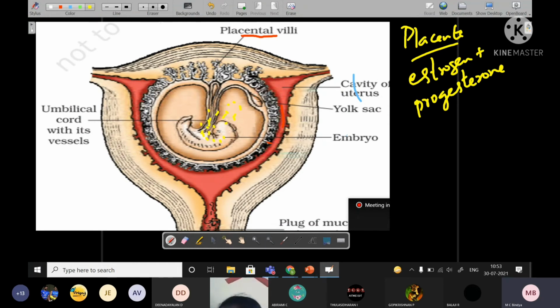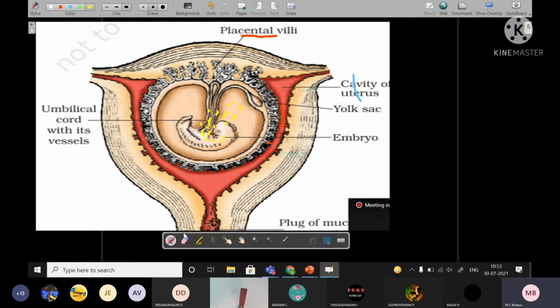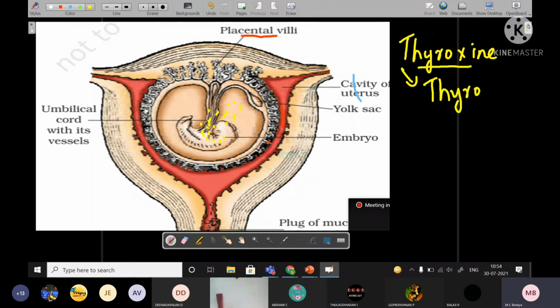Now, other than this, there are more hormones, but they're produced by other glands. Because the embryo is growing, no? That's why her metabolism should become fast. So to make the mother's metabolism fast, thyroxine hormone should be produced. Tell me the gland which produces thyroxine. Which endocrine gland produces this hormone, thyroxine? Thyroid. Very good, thyroid gland.